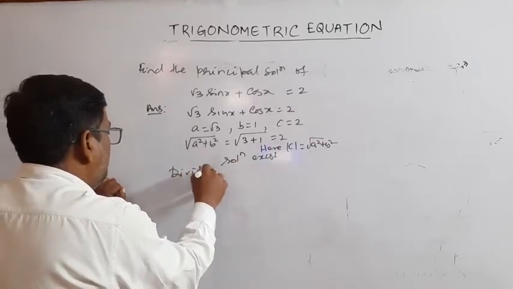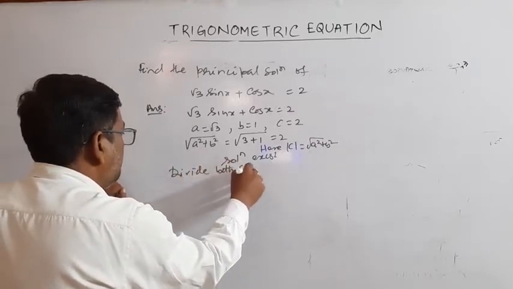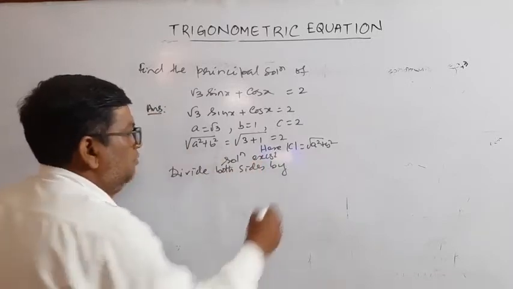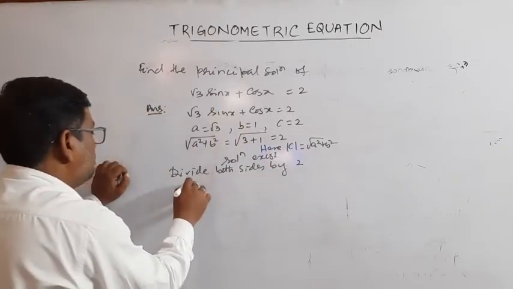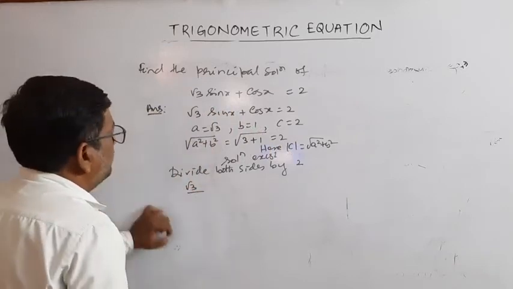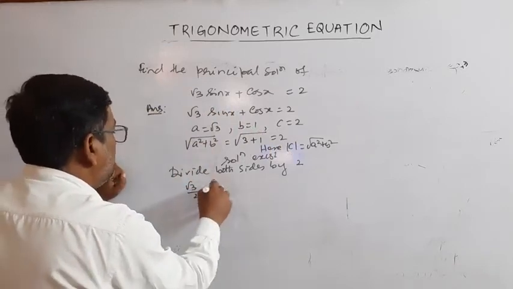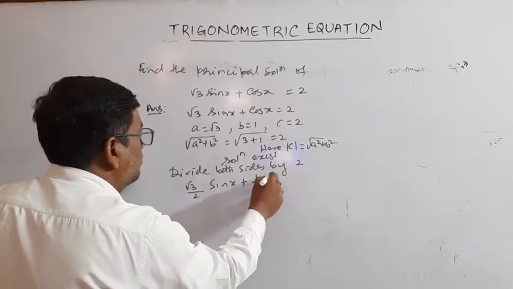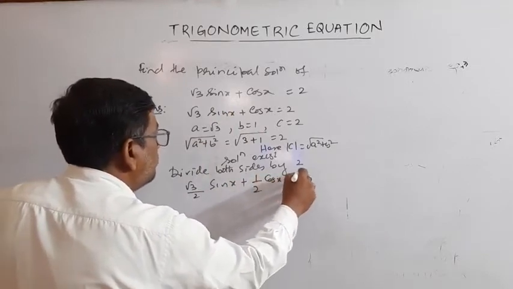Now divide both sides by root over a square plus b square, that is 2. So this is root 3 by 2 sin x plus 1 by 2 cos x is equal to 2 by 2.